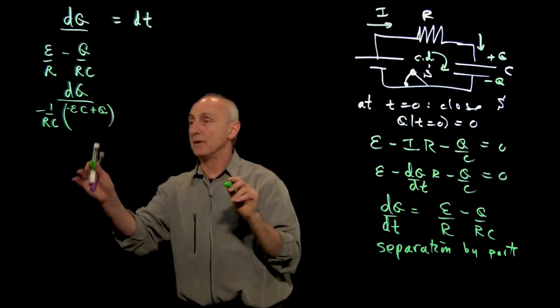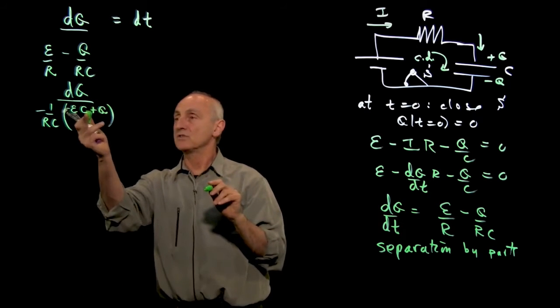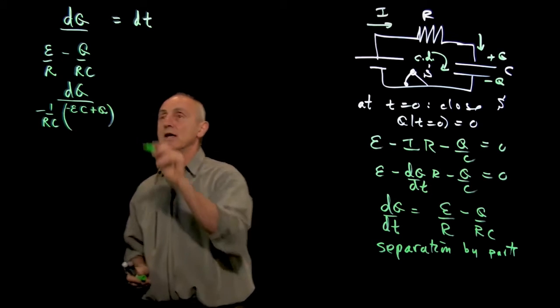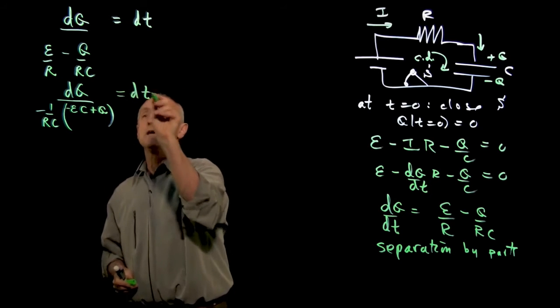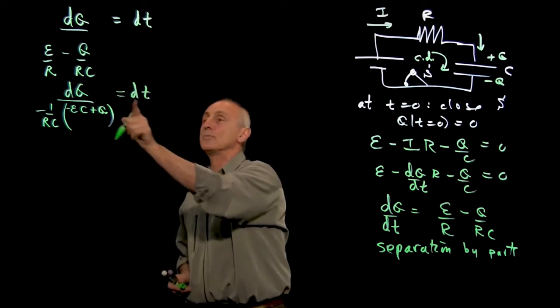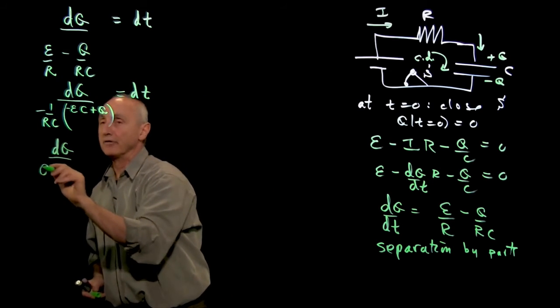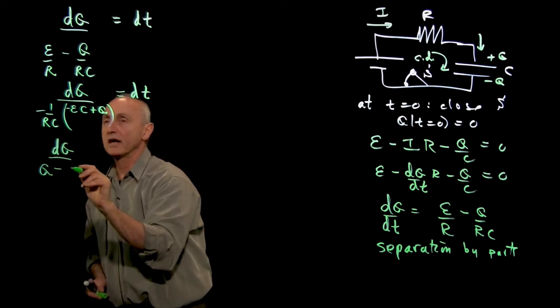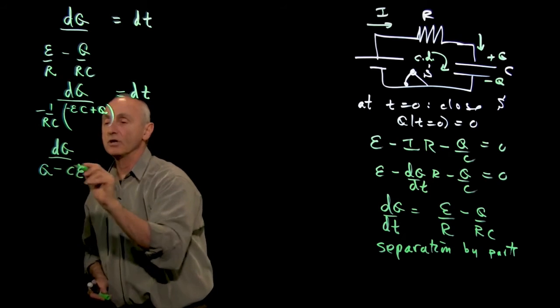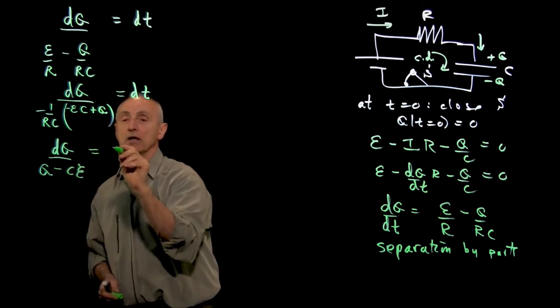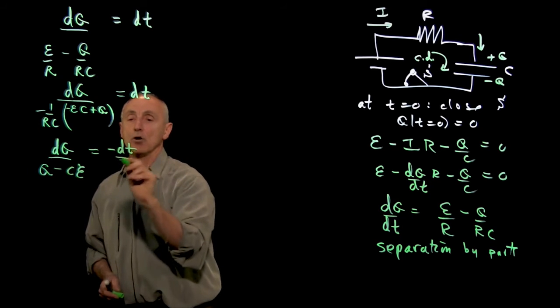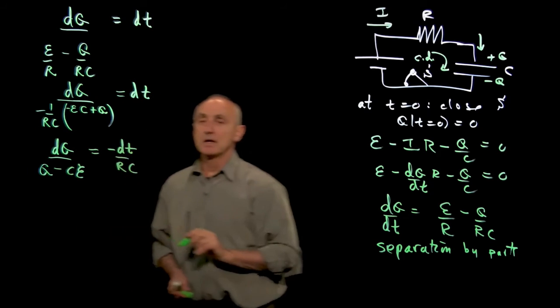Now, I can just check my dimensions. Q and C times E is charge. That's dt. And I'll bring this term over to the other side. And so I now have a function that's just a little bit easier to integrate, minus dt over RC.